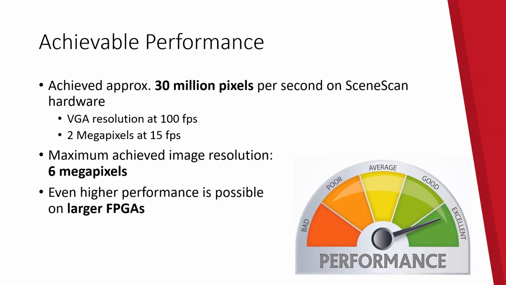Now, some words about the performance that we can actually achieve with this system. SceneScan is capable of processing approximately 30 million pixels per second. So this corresponds to a VGA resolution at 100 frames per second, 2 megapixels at 15 frames per second, or 3 megapixels at 7 frames per second. We can actually go all the way up to 6 megapixel image resolution. Our FPGA implementation actually also scales to much larger FPGAs and achieves even higher performance, and there will be some even higher performance systems coming out from us in the near future.